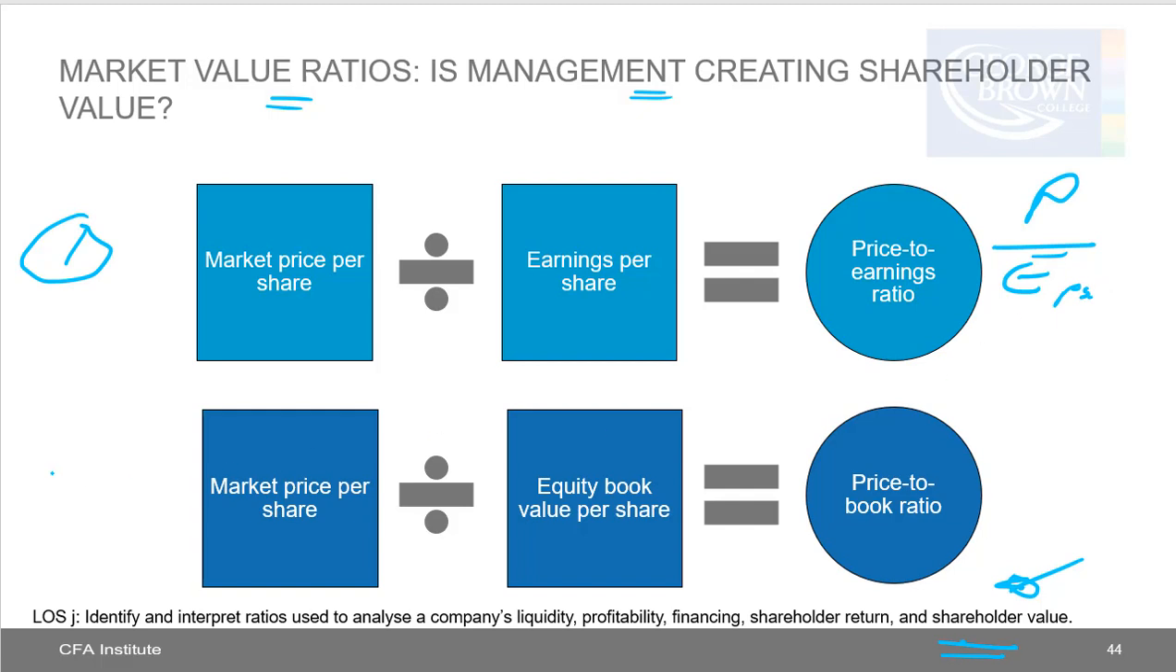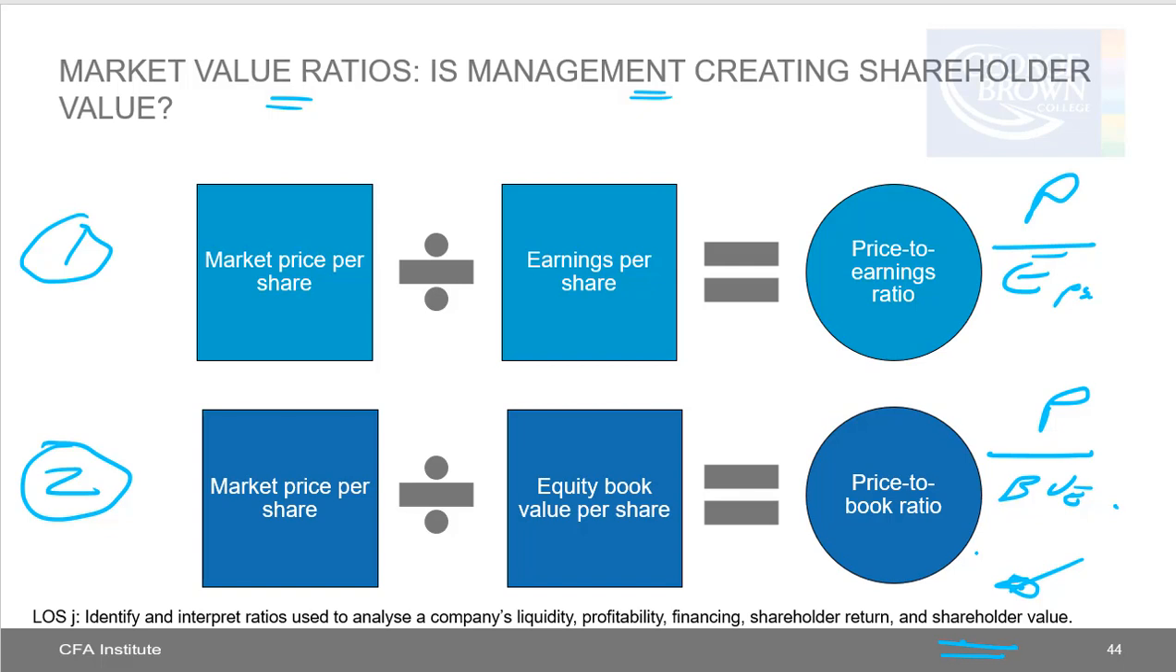Okay, PE ratio. The second one has the same numerator. It's the market price per share, but we're dividing by the book value per share. So it's the book value of equity, and that's going to give us a price to book ratio. Okay, so if the PE ratio is higher for one company compared with another company in the same sector, it may indicate that the investors think that the company with the higher PE ratio has stronger growth potential. Alternatively, the stock with the lower PE ratio may be undervalued by the market, potentially.